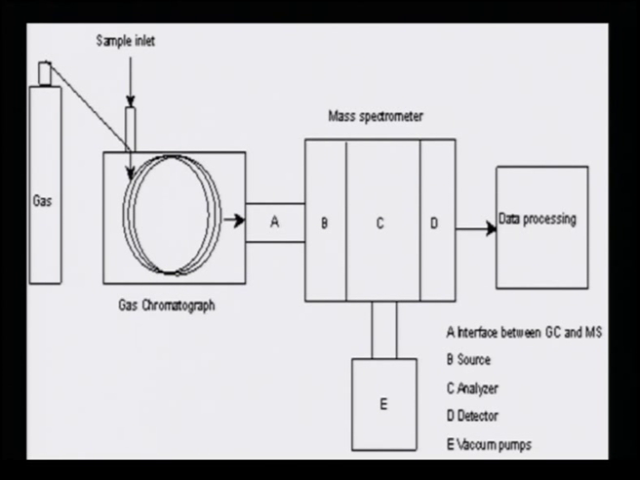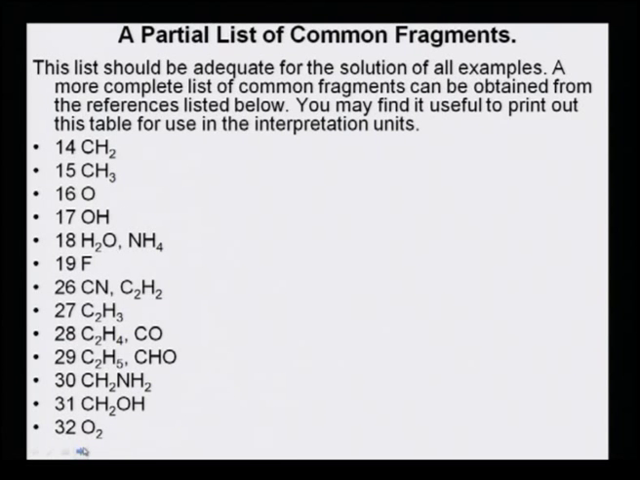B is the source at which the ionization takes place, C is where these masses are analyzed, so it is the analyzer, and D is the detector. And then from the detector D, the information is passed to the data processing, and E shows that the whole system of mass spectrometer is under the vacuum pump condition. So, this is a very, very pictorial description of the machine.